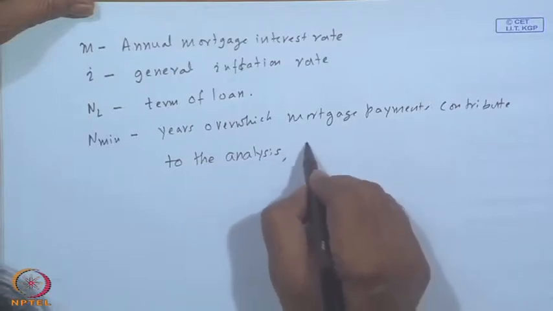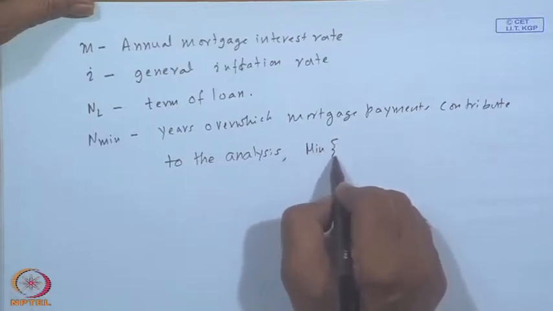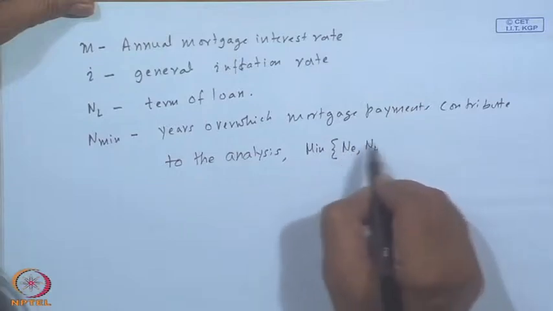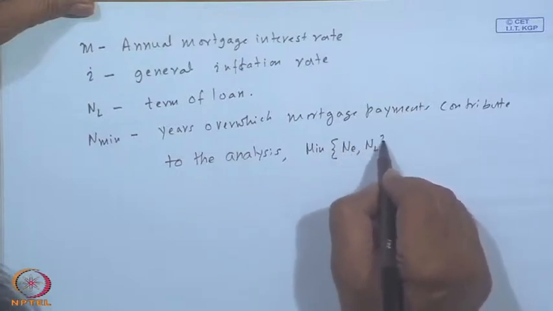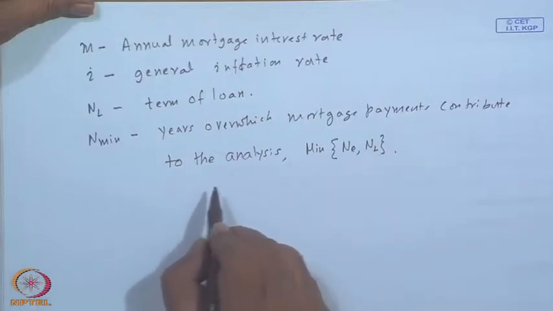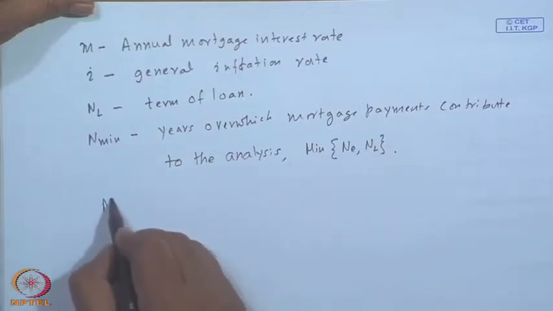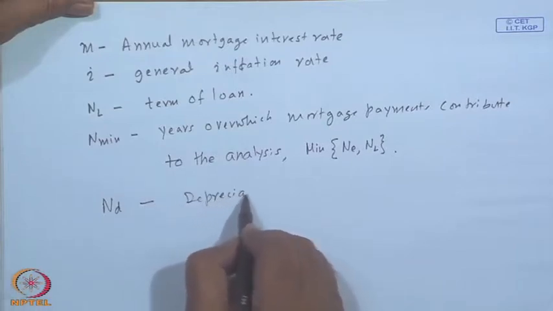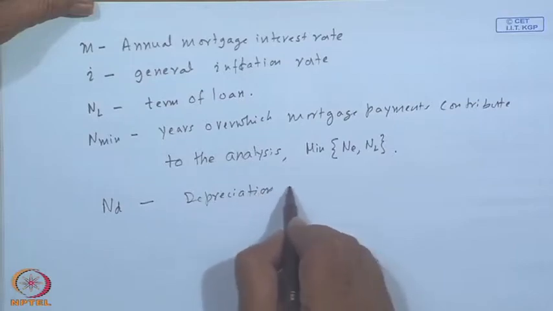Actually, it will be the minimum of NE, NL, right, which we already defined. ND is the depreciation time in years.